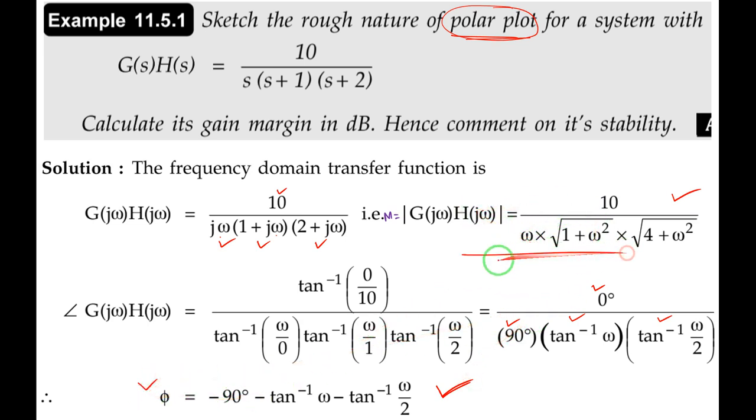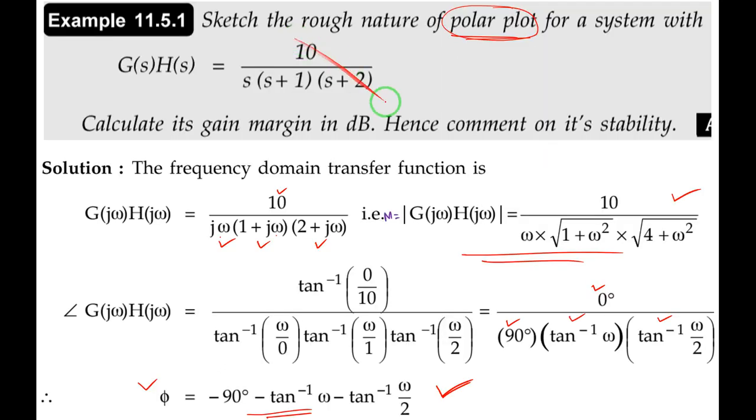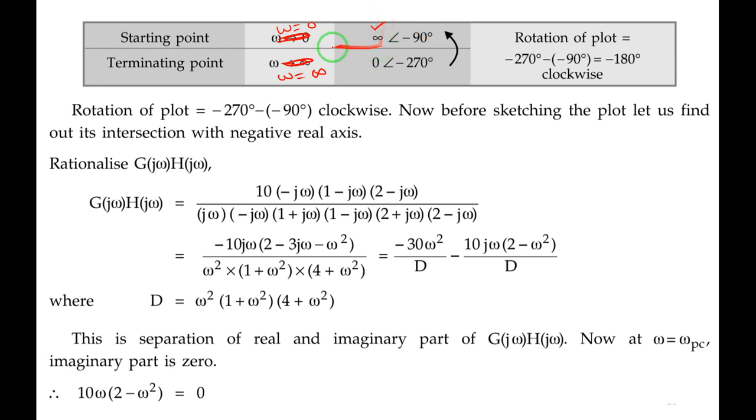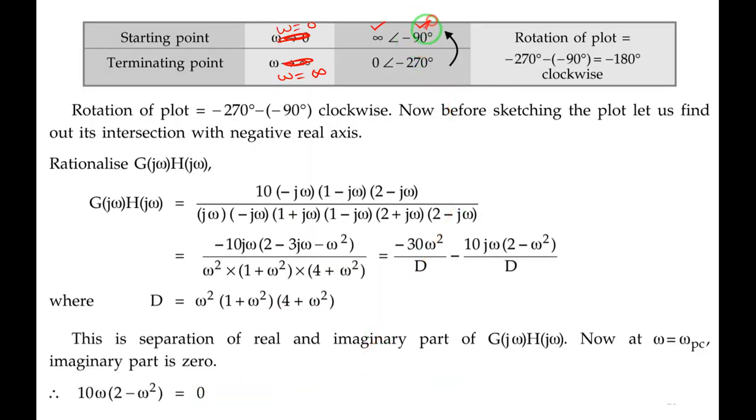So we know what is magnitude and what is phase. Now we'll take the starting point of frequency and the terminating point of frequency. We'll not take all the frequencies, only the starting point omega equal to 0 and the terminating point omega equal to infinity. So we'll calculate magnitude and phase. Omega is 0, so calculate magnitude. If omega is 0 here, anything divided by 0 is infinity. So magnitude is infinity. Then substitute omega equal to 0 in the phase equation: minus 90, tan inverse of 0 is 0, minus 0, minus 0. So it is minus 90 degree. So magnitude is infinity, angle is minus 90 degree.